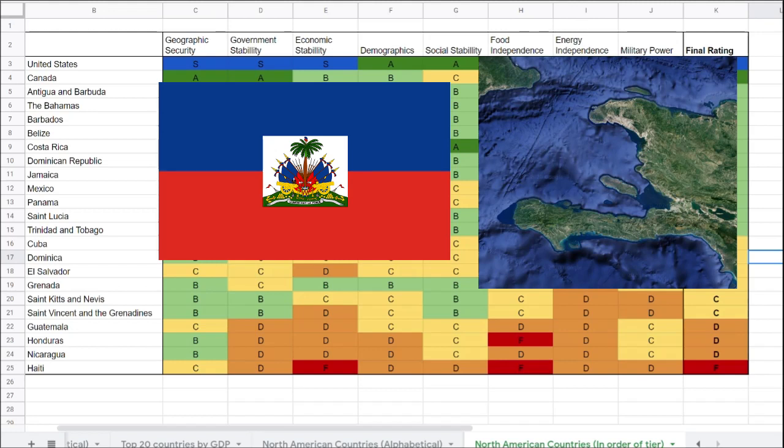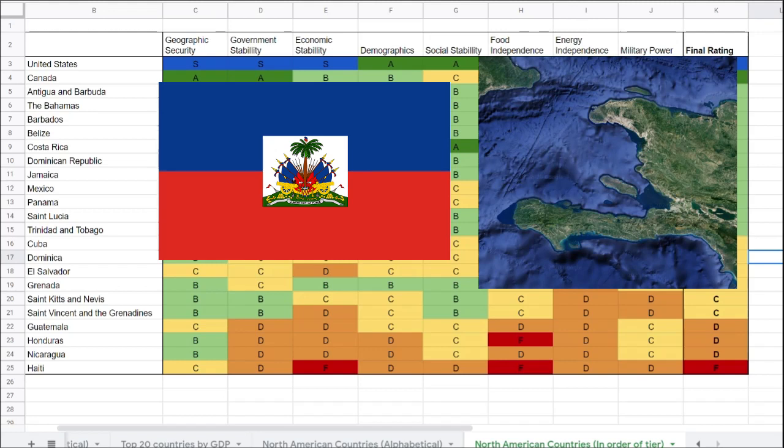In terms of economic stability, F. Haiti does not have an economy. Most of its GDP comes from foreign aid, and obviously the situation there is very dire. It's very bad for the people living there. Obviously, the Haitian earthquake kind of kills what there was left of the Haitian economy. Not very good. Demographics is D.